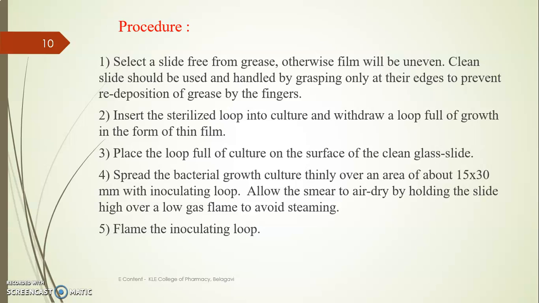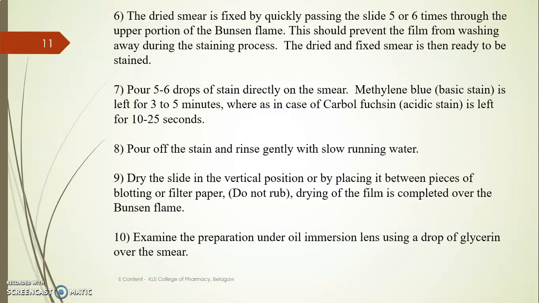After that, you are supposed to spread the bacterial growth as a thin layer smear. After that, flame the inoculating loop. Furthermore, to dye the smear, put 4 to 5 drops of the stain on the smear, then pour off the stain and rinse gently with slow running water. The water should not fall directly on the smear, but to the side, so that the excess stain gets drained off. After that, dry it. Examine the preparation under the oil immersion lens using a drop of oil.